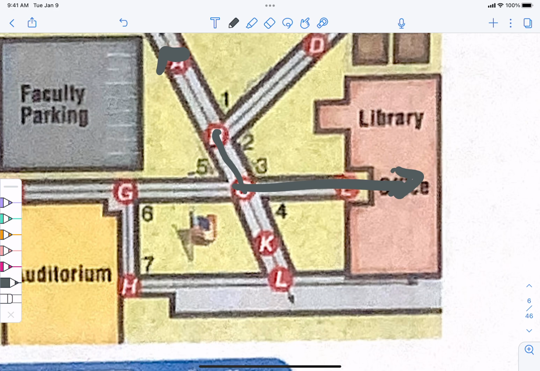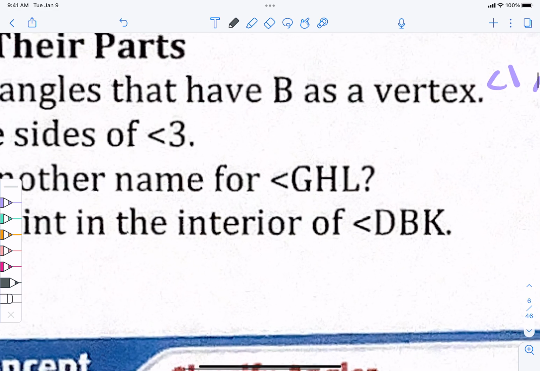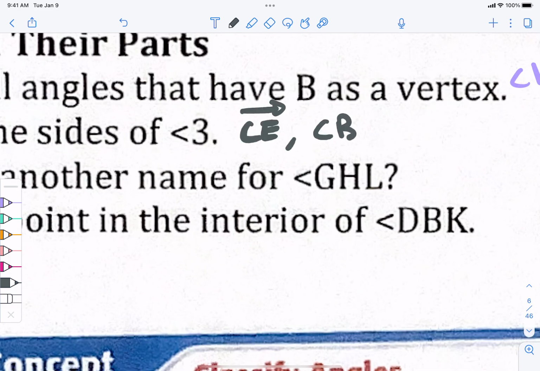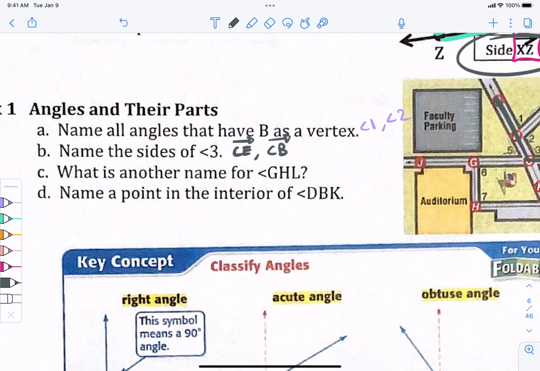Now I'm going to argue and say, well, I'm going to call it side CA. Does it matter? No, you can call it side CA if you want to. CE and CB or CE and CA, it doesn't matter. If there's more than one letter along that line, you can use either one. Those are the two sides, with the vertex labeled first. C is the first letter that comes.